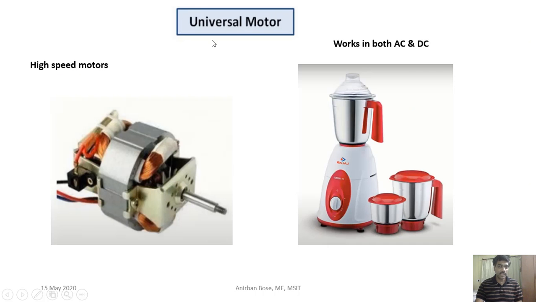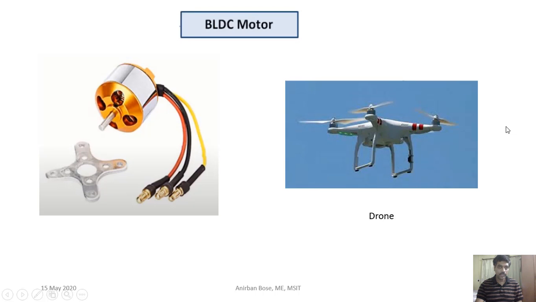Now another kind of special motor is the universal motor. The name universal came from the fact that it works on both AC and DC. Okay, these are generally high speed motors, and for example in a mixer you will find this kind of universal motor.